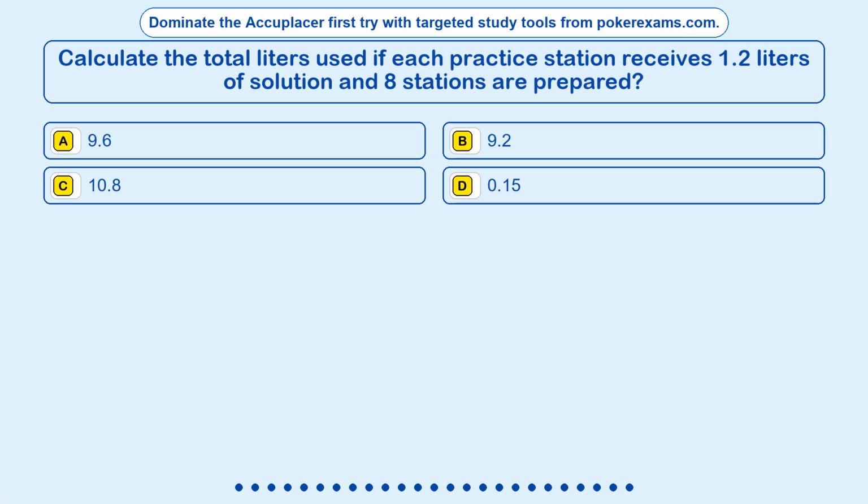Question 3. Calculate the total liters used if each practice station receives 1.2 liters of solution and 8 stations are prepared. Option A, 9.6. Option B, 9.2. Option C, 10.8. Option D, 0.15.